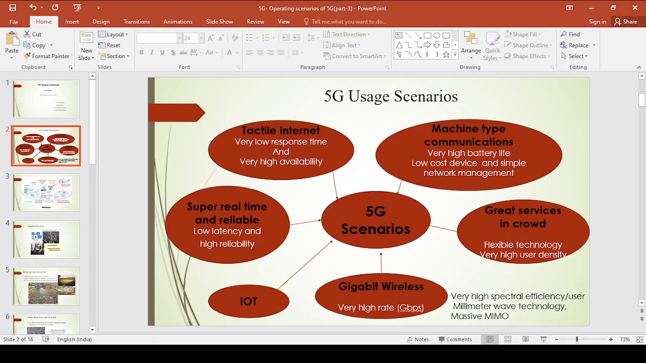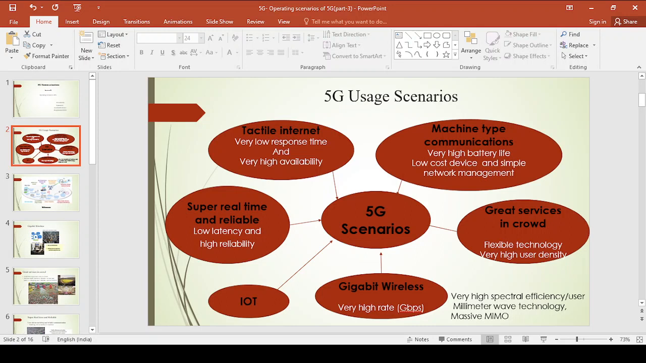Now what are the different 5G usage scenarios we have? One is tactile internet, right? Tactile internet, machine type communication, great services in cloud, gigabit wireless, IoT, and IoT is nothing but Internet of Things, as you already know. And the next usage scenario is super real time and reliable. These are the different 5G usage scenarios, nothing but the application scenarios that are handled by the 5G. We will see them one by one in detail.